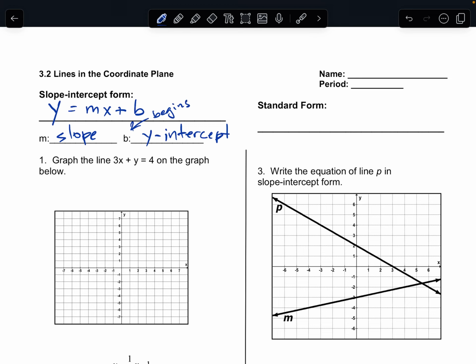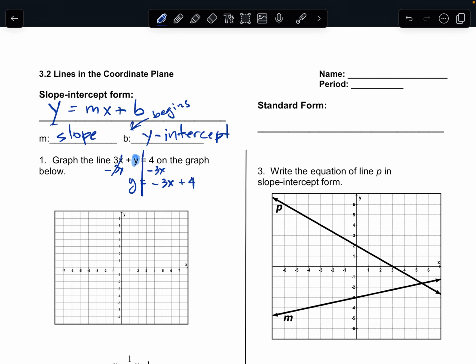Now, if we look at the problem, it says graph the line 3x plus y equals 4 on the graph below. Now notice that we don't have this in terms of y, so we have to solve for y. This is the y we're solving for, so we're going to keep that there and try to move this 3x. How do we get rid of it? Well, we say minus 3x, and we minus 3x on the other side. That's 0. And now y is equal to negative 3x and that 4 right here.